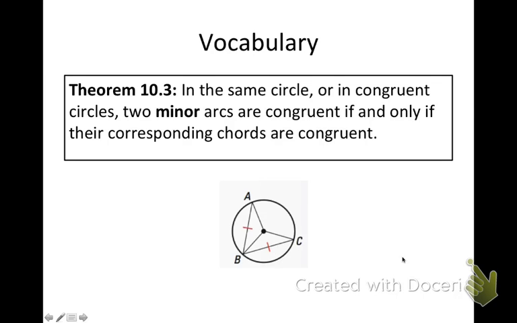First theorem. Theorem 10.3 states that in the same circle, or in congruent circles, two minor arcs, meaning arcs that are less than 180 degrees, are congruent if and only if their corresponding chords are congruent.